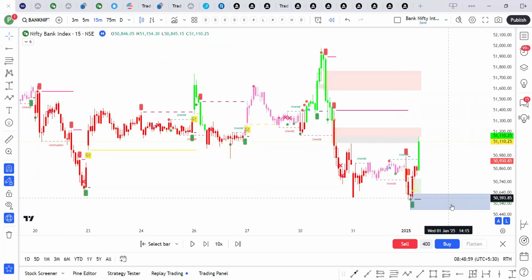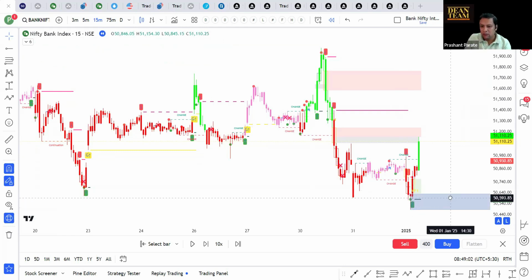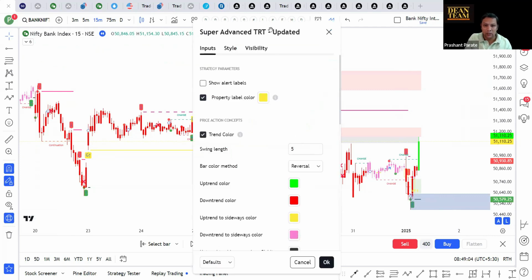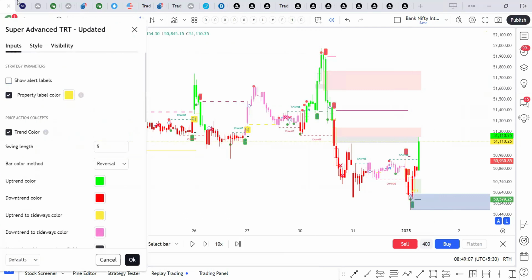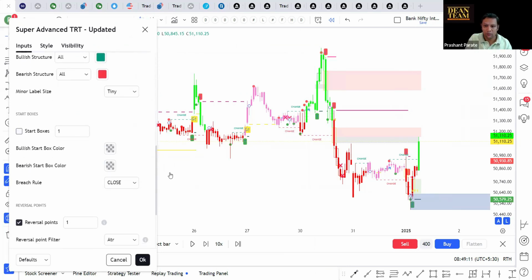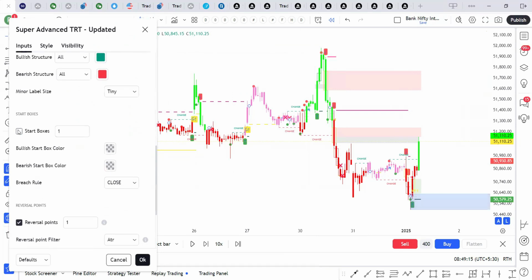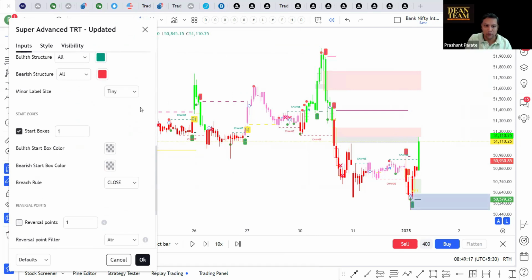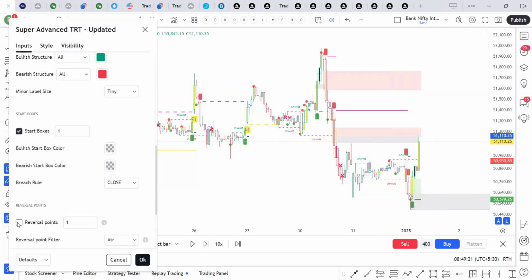Can you see? This is the 15 minute buying area. This is the start area as well as the reversal area. Both are the same here. If I hide the start boxes, the color will change. See, the color has changed. If I hide the reversal points, the color will change. So both are overlapping there.